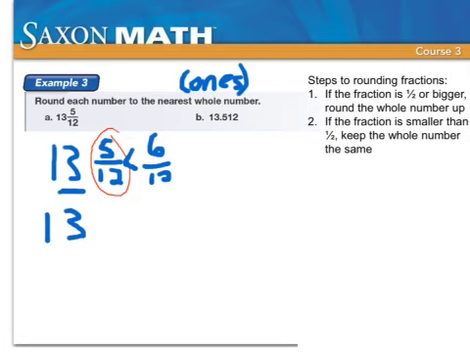Okay, and it's just going to be 13. Again, normally you fill in zeros to the right, but not when we're just rounding to the nearest whole number. 13 is the nearest whole number there.